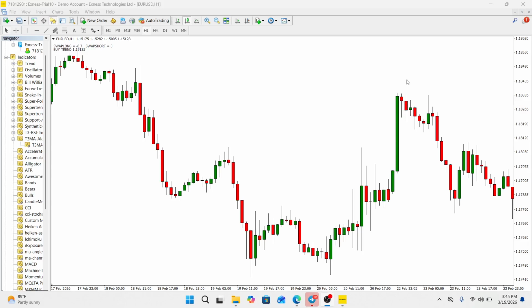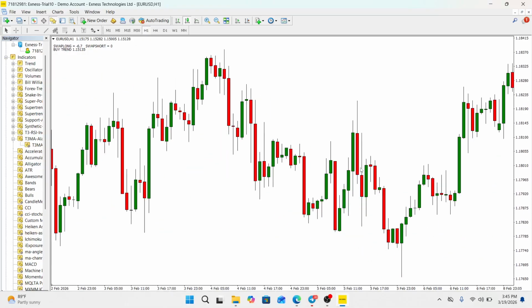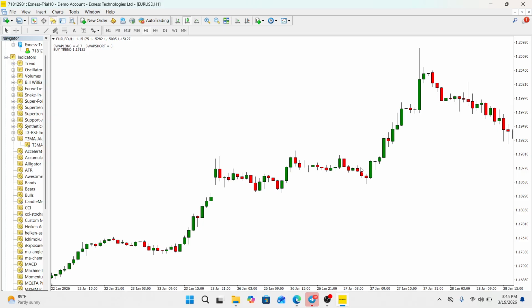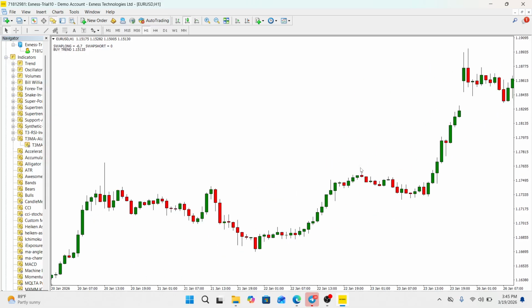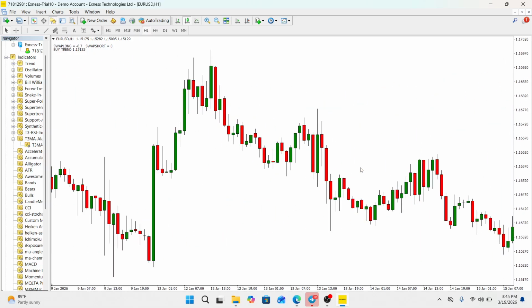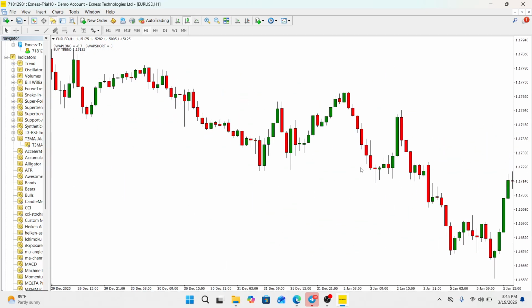Hi traders, in this video we're going to be looking at the T3MA Alarm Indicator for MT4 and MT5. This tool uses the Triple Exponential Moving Average and plots clear arrows on the chart, adding built-in alerts so you can see potential trend shifts and reversals as soon as they form.